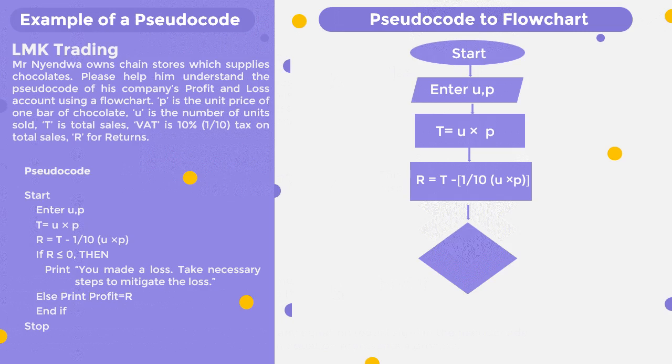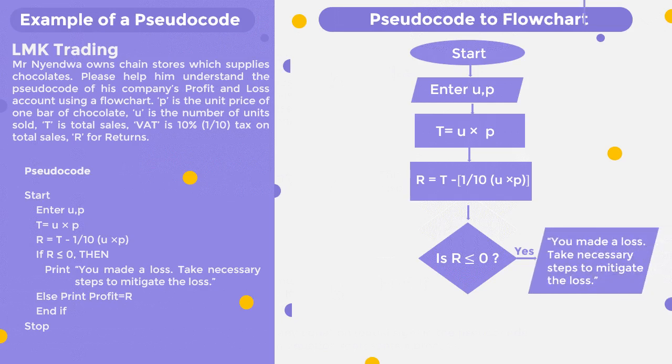Have we made a loss or a profit? That is where now we make decisions. Is R less than or greater than 0? If we say yes, there must be something fishy, then you made a loss. Take necessary steps to mitigate the loss.